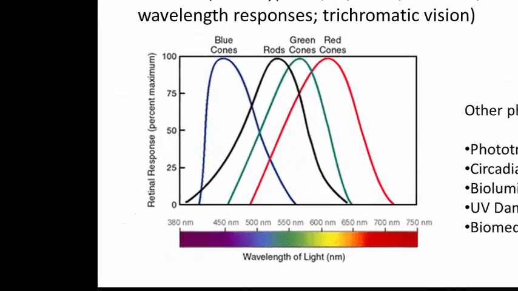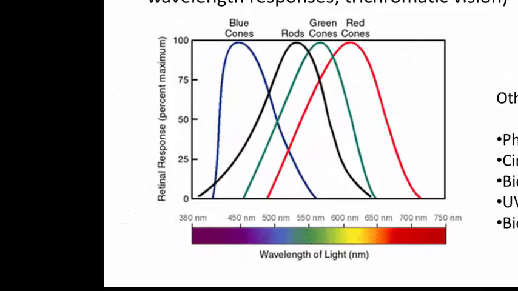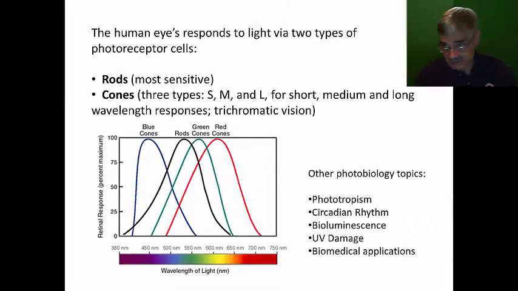Most humans have what we call trichromatic vision, and that's because we have three types of cone cells: blue cone cells, green cone cells, and red cone cells, which, yes, absorb light in the blue region of the visible spectrum, the green region of the visible spectrum, and the red region of the visible spectrum.